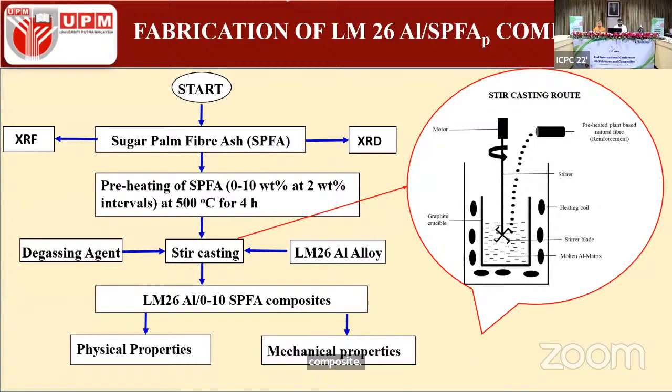So the stir casting route of fabrication of this composite is shown here. We have the mold there, the stirrer there, and heating coil, stirrer blade, molten aluminum matrix, and graphite crucibles, and preheated plant-based natural fiber reinforcement is added inside the container.